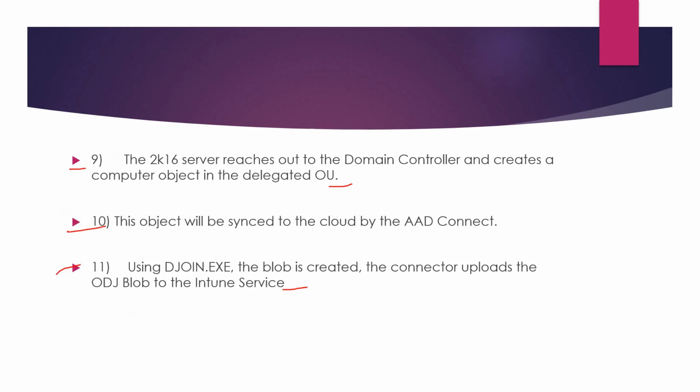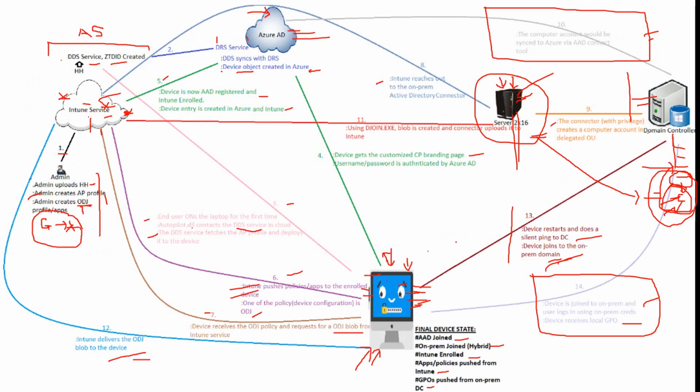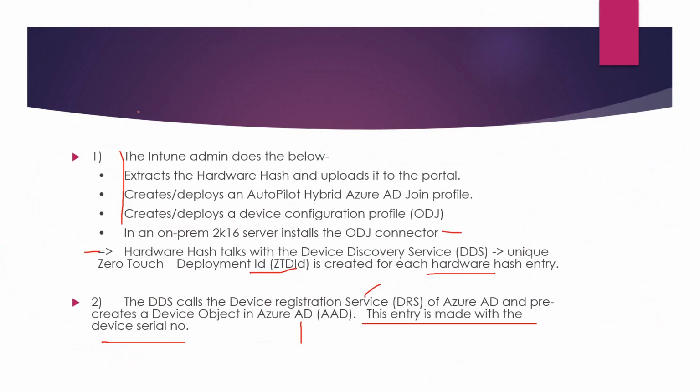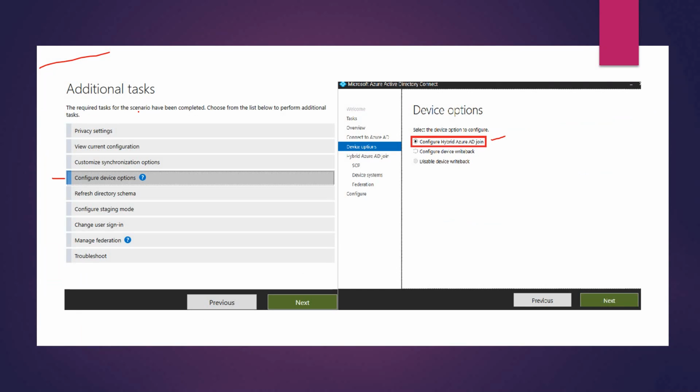If you see the diagram over here, this is the 2K16 server wherein we're installing the connector. This is the Intune service. The Intune service is able to speak with the 2K16 server and locate it to forward the ODJ request from the device, because we are installing the connector over here and logging in using a global admin credential from this tenant.